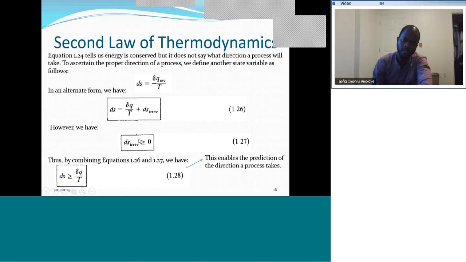So if dS is greater than or equal to del Q over T, that means we can find an expression for del Q in this equation. Del Q is just going to be equal to TdS. It's going to be less than or equal to TdS. So that means we have a way to calculate entropy.